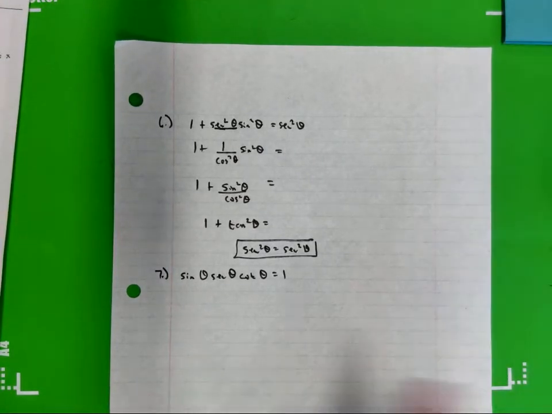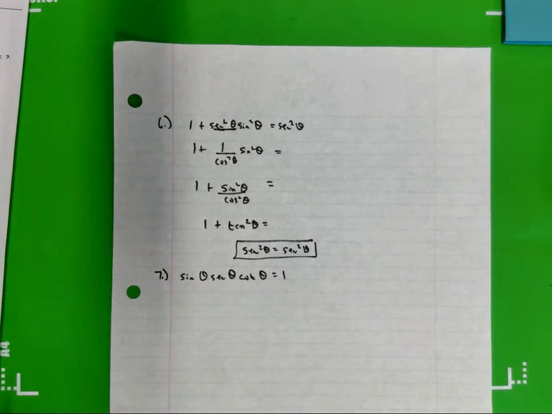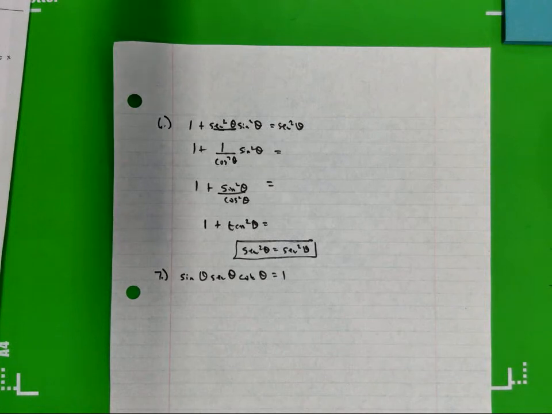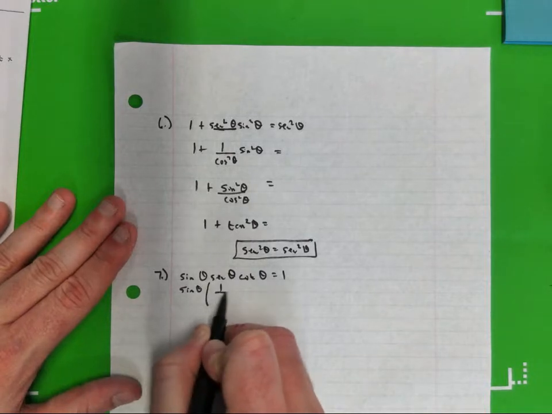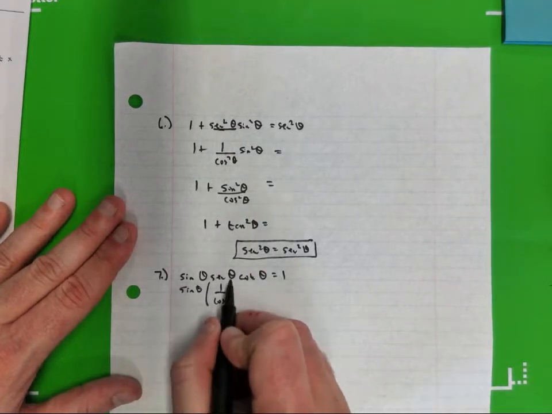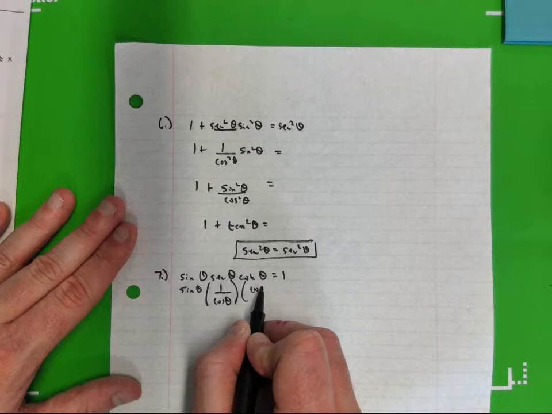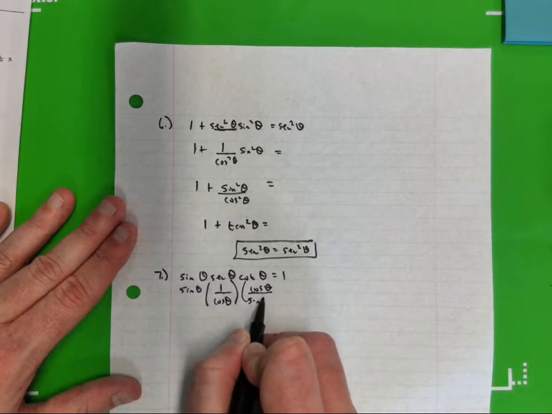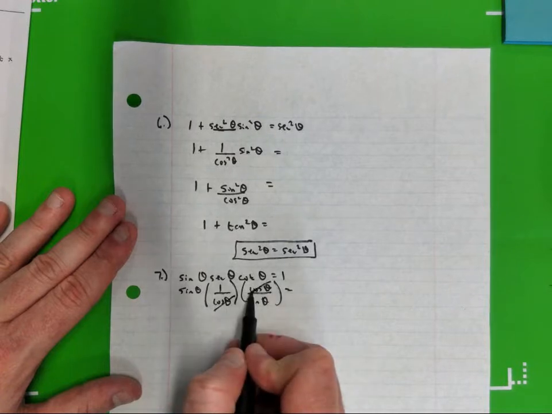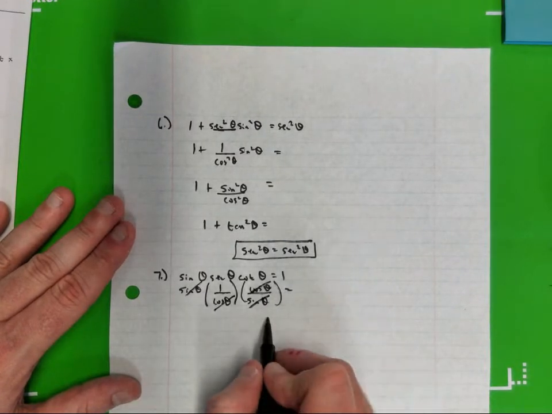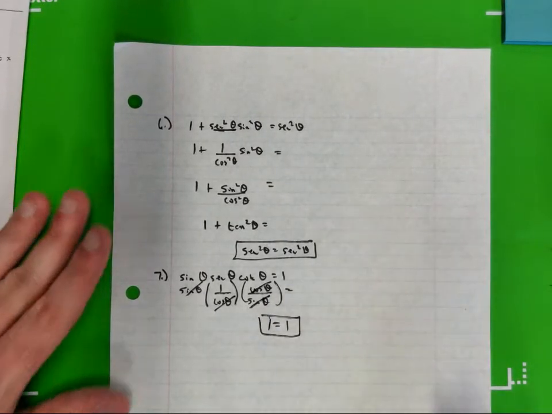Alright, number 7. I'm going to work on this side right here. I don't need to find a common denominator. I do not have any squares to look for identities. Cannot factor, cannot foil, so I'm just going to reduce everything. So it's going to be sine theta, 1 over cosine theta. Cotangent is cosine theta over sine theta. And know that this is all multiplication, so I can cross these two out. I can cross this out, and I'm left with 1. 1 does equal 1.